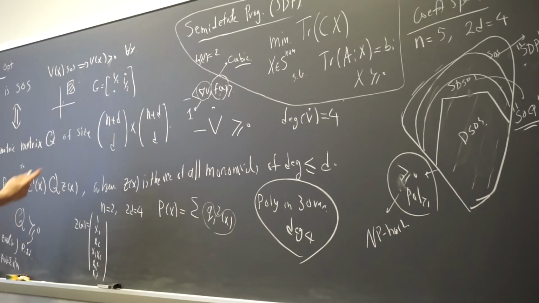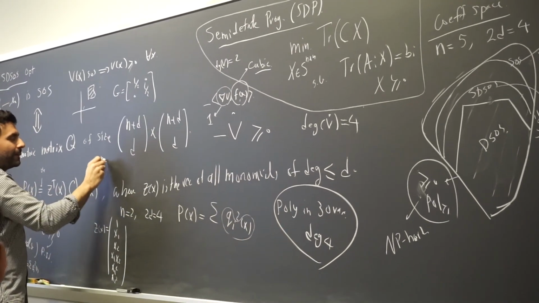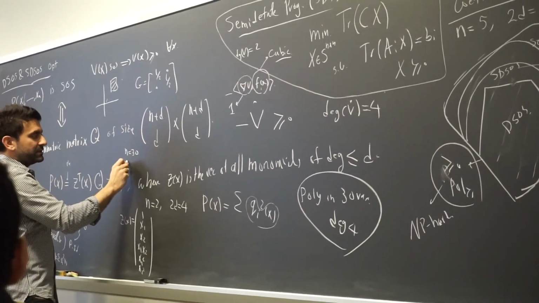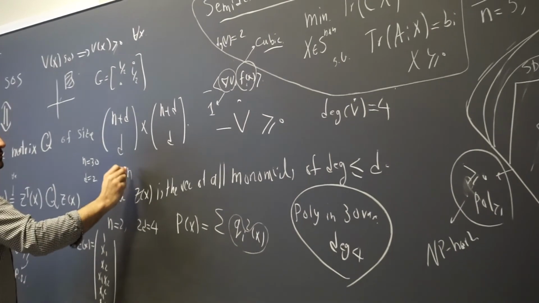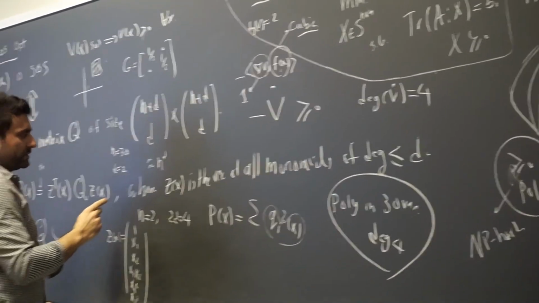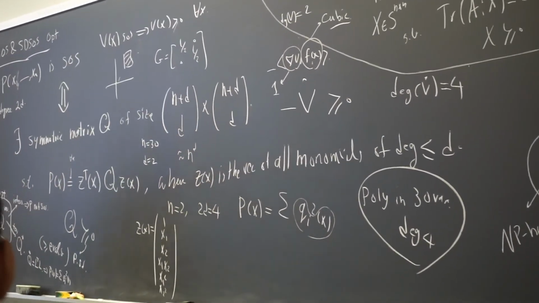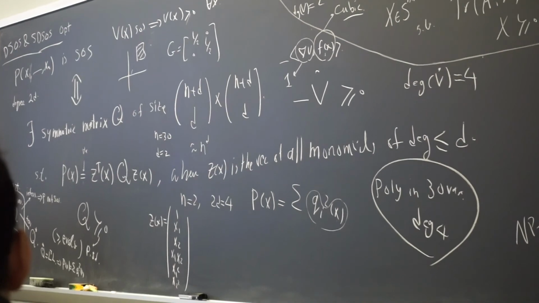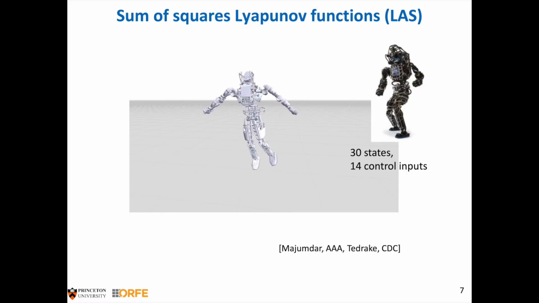So the size of this matrix now: n is 30, d is half of that, d is 2. So this is roughly n to the d. What is 30 squared? About 1,000. This is about 1,000 by 1,000, so that is beyond what an SDP solver can handle right now. But these techniques could easily handle it. The running time of that robot was like a minute or two.